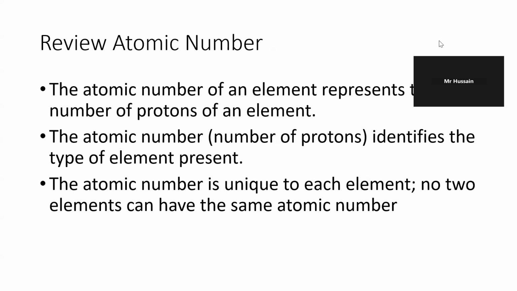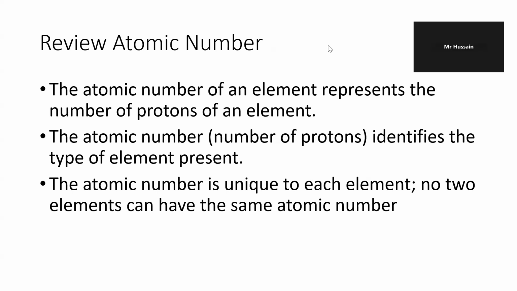let's review atomic number. The atomic number of an element represents the number of protons of an element. The number of protons identifies the type of element present. The atomic number is unique to each element, like you have your social security number. You are identified by that number. No two persons can have the same social security number. Similarly, no two elements can have the same atomic number.